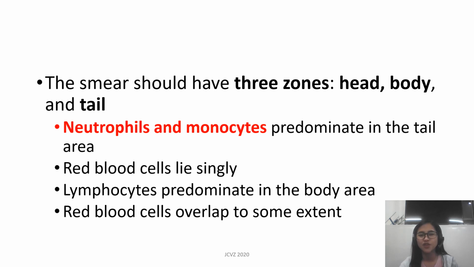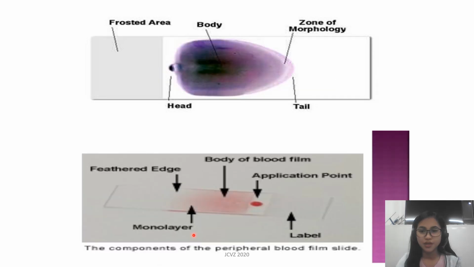Especially for parts of your smears that are not in a zone of morphology, most red blood cells really overlap, making it hard for you sometimes to distinguish the morphological appearance of some of your red blood cells and even your white blood cells. So these are the different parts or areas of our well-stained and well-prepared peripheral blood smear.